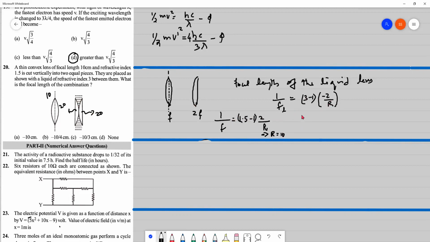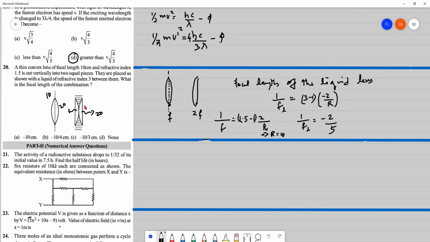So 1 by F of the liquid lens is equal to, if you substitute 10 here, 3 minus 1 is 2, minus 4 by 10, which is minus 2 by 5. The 2 and 10 cancel, so it is minus 2 by 5.